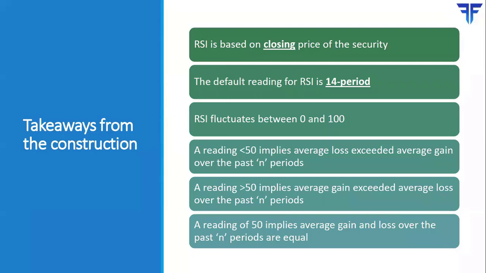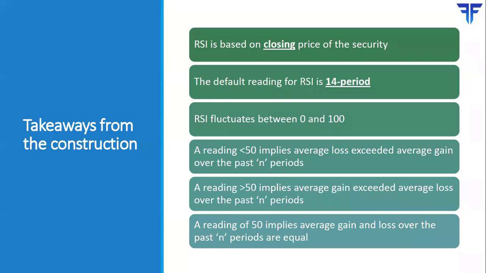So if you're looking at the daily chart, the default reading is 14-day RSI. If you're looking at the monthly chart, the default reading is 14-month RSI, and so on. RSI fluctuates within a fixed band of 0 and 100. Neither can RSI drop below 0, nor can it rise above 100.